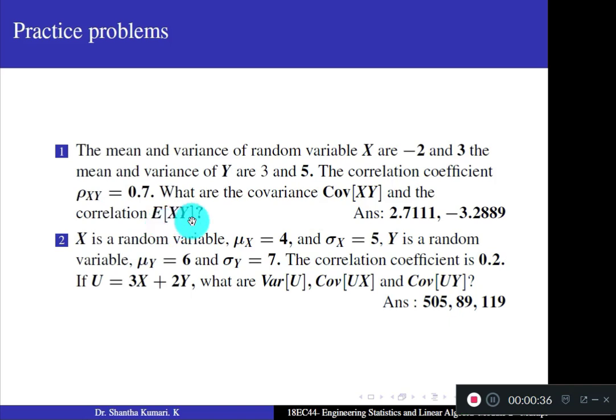expectation of xy. So what you can do, you have a formula for correlation coefficient in terms of covariance. Use that formula, rearrange the terms, you will get this answer. And this formula is in terms of expectation of xy. Again, use that formula and rearrange the terms. So only you need two formulae here. One formula is formula of correlation coefficient rho, and another formula is formula for covariance of xy. But first you have to use this formula and then use this formula. Answers are given, just verify.